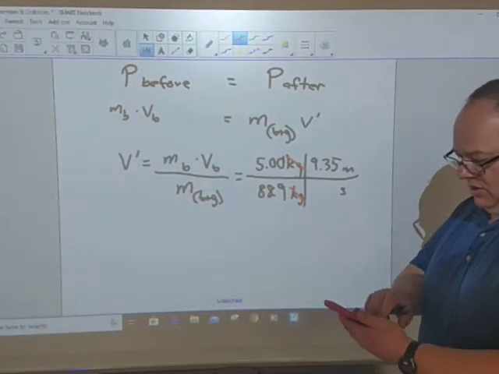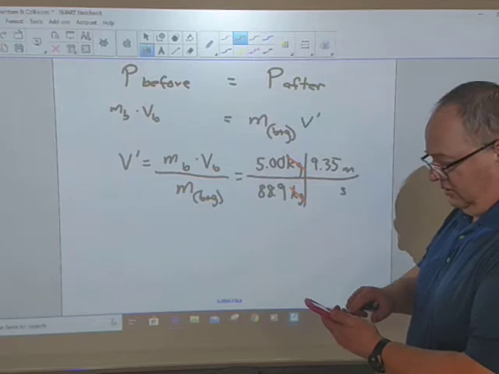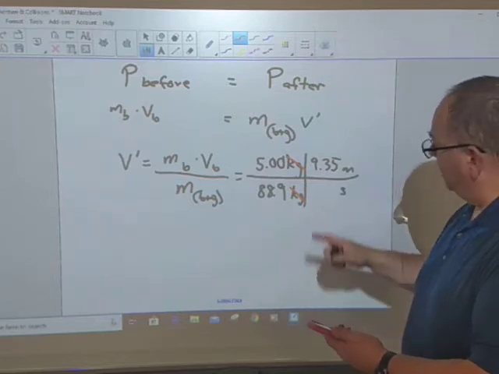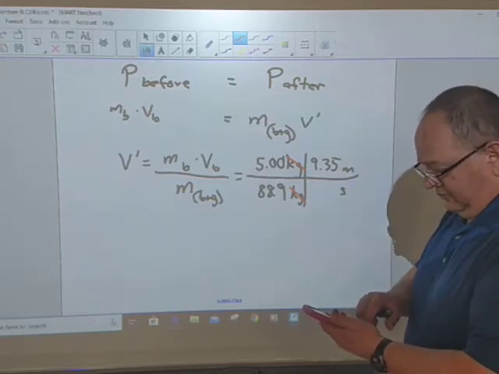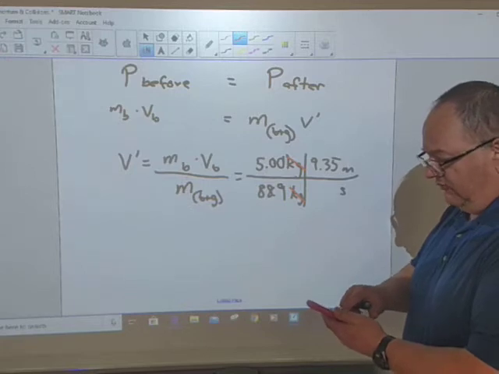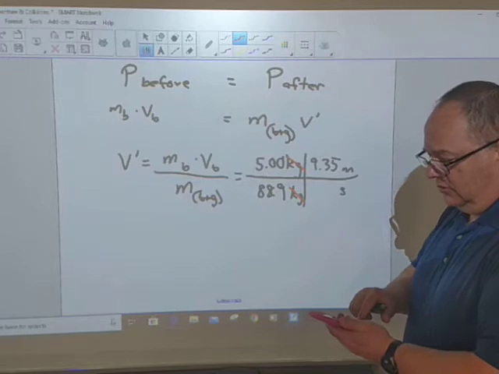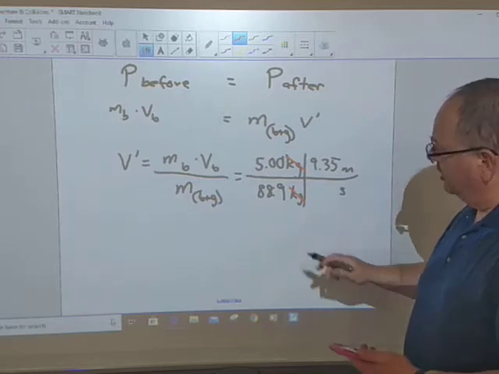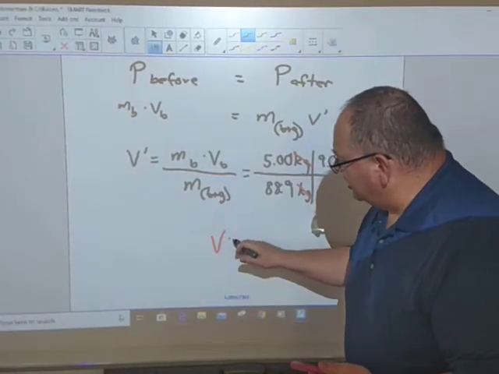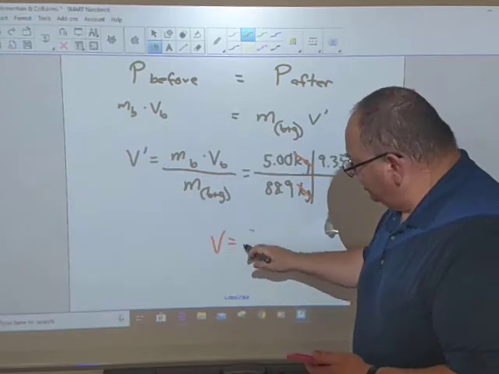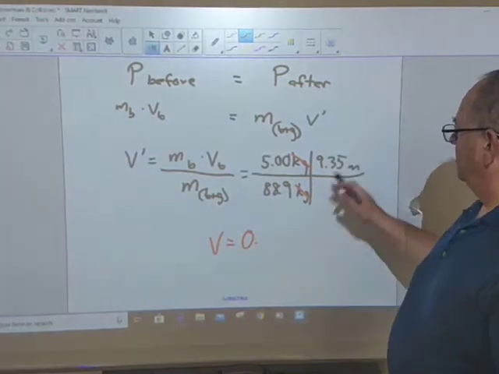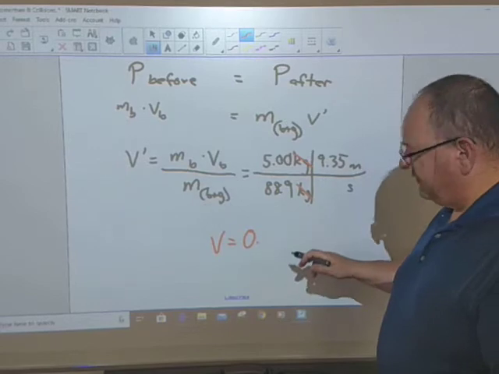And altogether, I got 5 times 9.35 divided by 88.9. And I come up with a new velocity of 0. Looks like I get 3 sig figs.